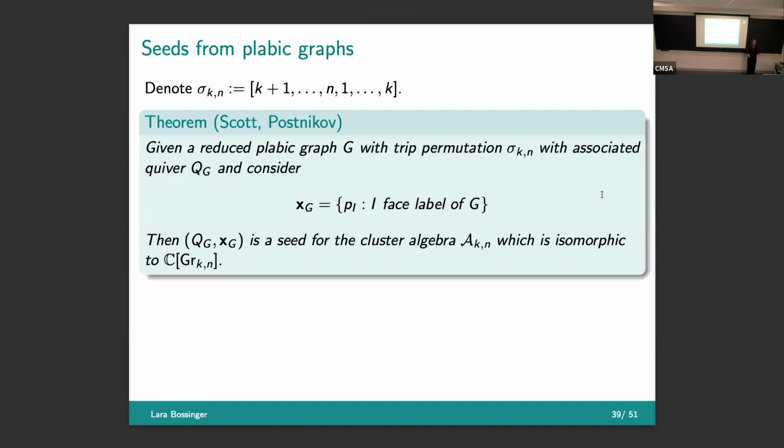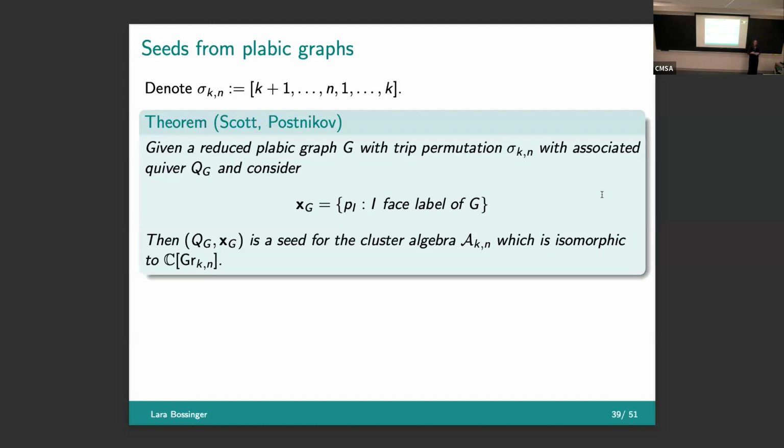To get to this cluster algebra, we need to focus on a special class of Plabic graphs, and we determine them by their permutation. So sigma k is the permutation where 1 goes to k plus 1, 2 to k plus 2, and so on all the way up to the end, and then I go from 1 to k.